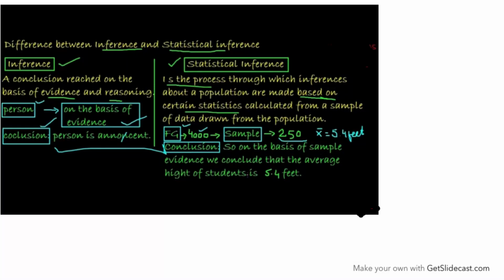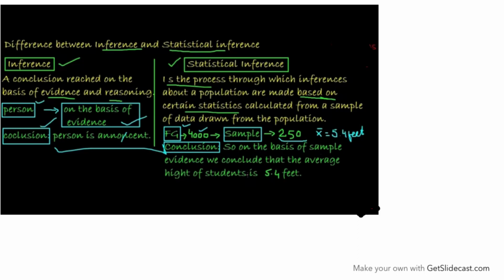Okay, the difference between inference and statistical inference. You can say that inference has to do with the conclusion reached on the basis of evidence or reasoning. You must have reasoned over an issue or a situation or particular speculations or perhaps an assumption, and then you come up with a conclusion on the basis of such evidence that you have or reasoning that you have undergone. At that point, you are actually making an inference.